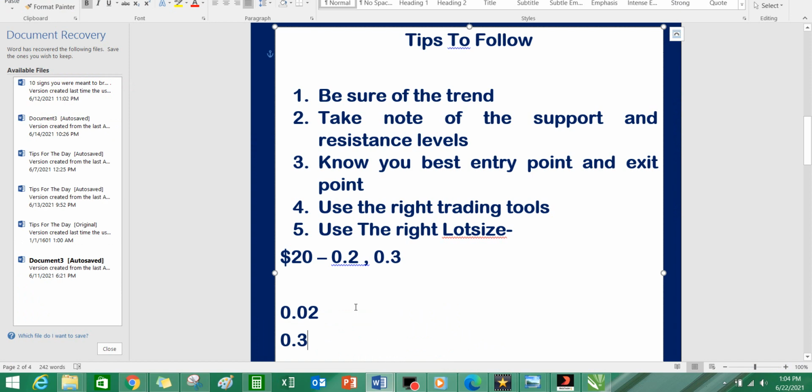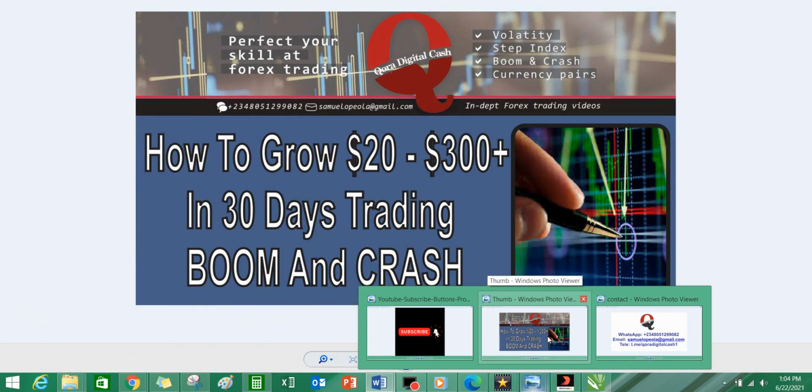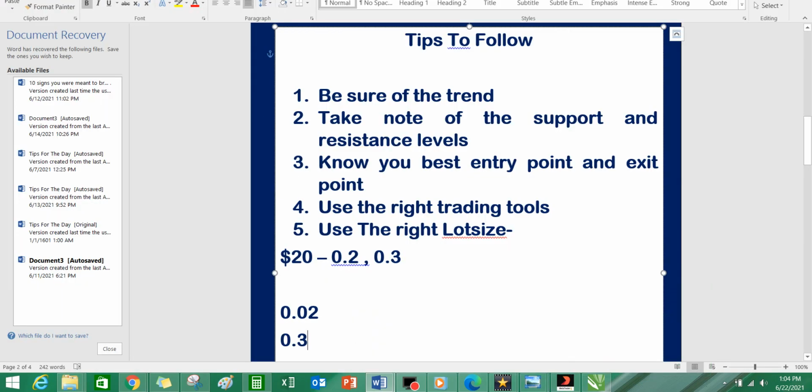So the next thing for us to do is how to achieve what we want to achieve, which is $300 in 30 days. So this is what you need to do. Remember, this is the approved lot size to use for a $20 account.